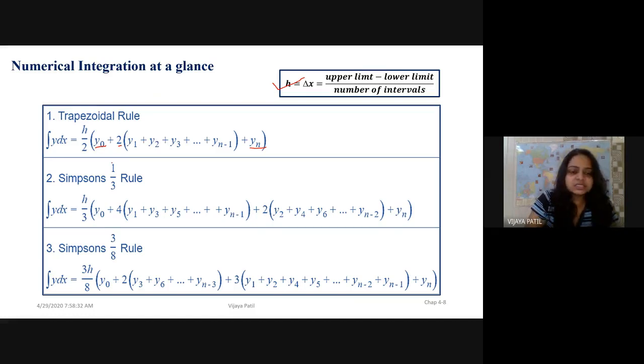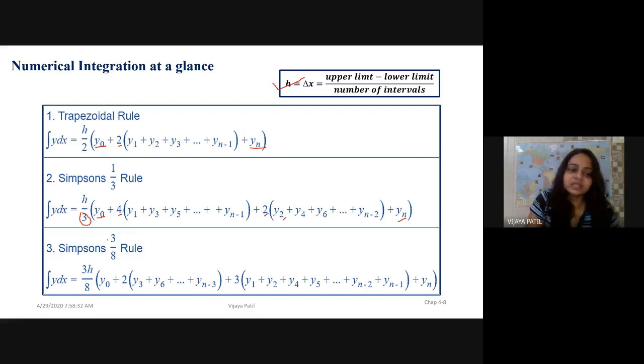What is Simpson's 1/3? You just have to remember the third, which means a 3 comes in the denominator, so it's h by 3. Again, the first term and the last term have coefficient 1. Then 4 times y1, y3, y5, and so on, up to y n minus 1. Now this y1 is nothing but f of x1, and y2 is f of x2, y3 is f of x3, and so on. There is just a little change in presentation, but the meaning remains the same. Then 2 times y2, y4, y6, and so on; the coefficient is 2.